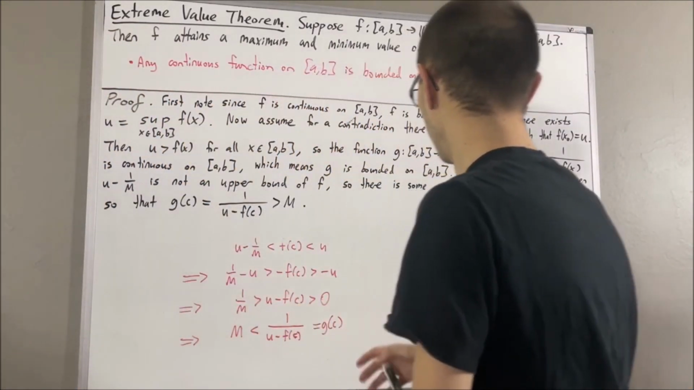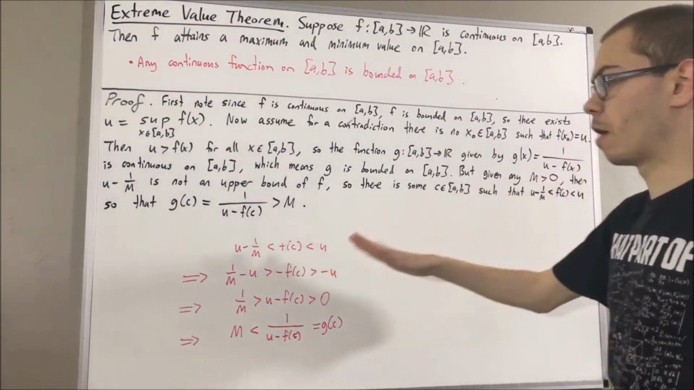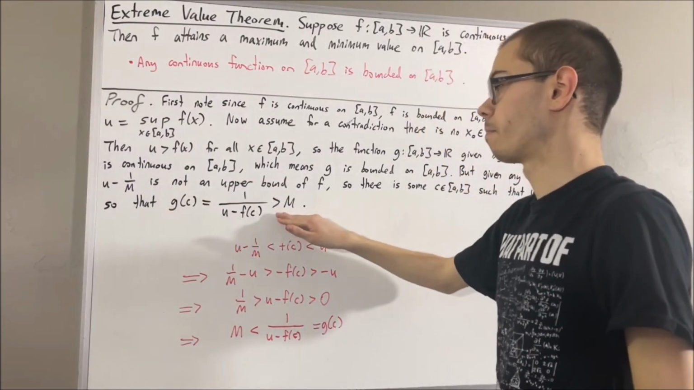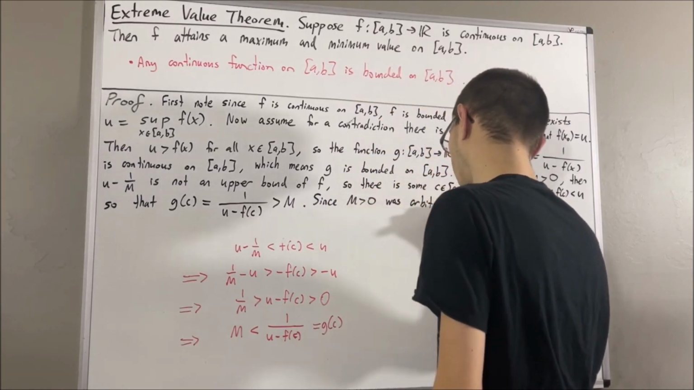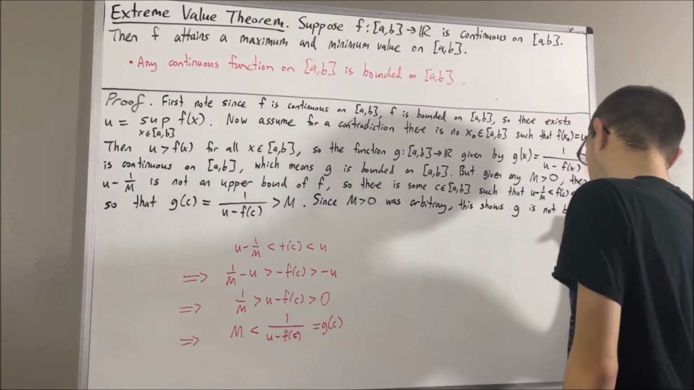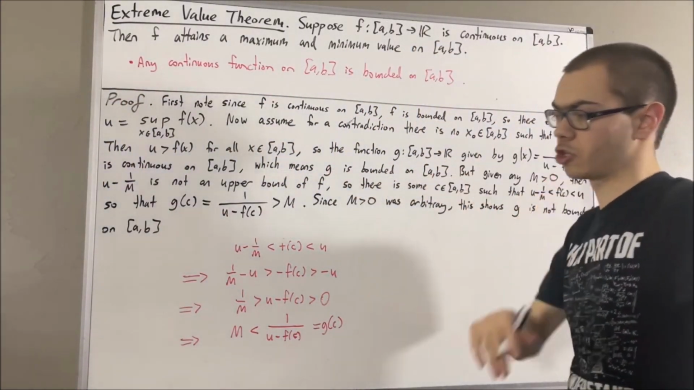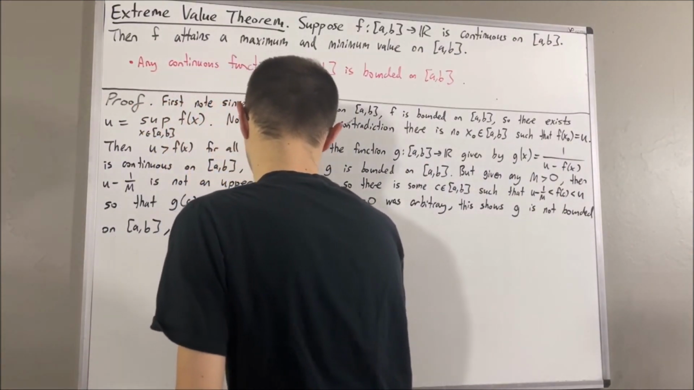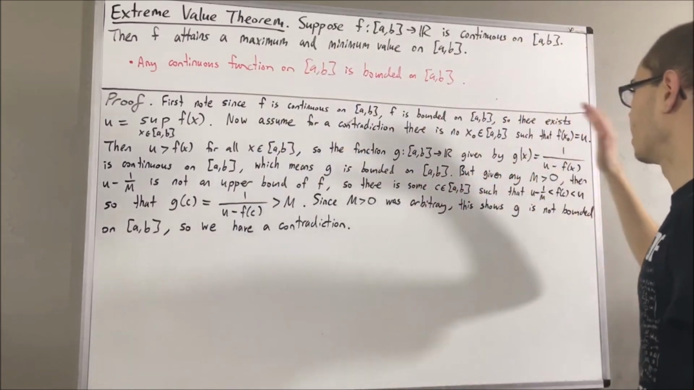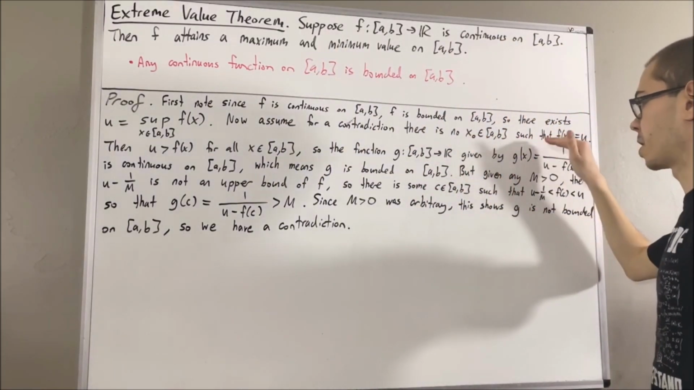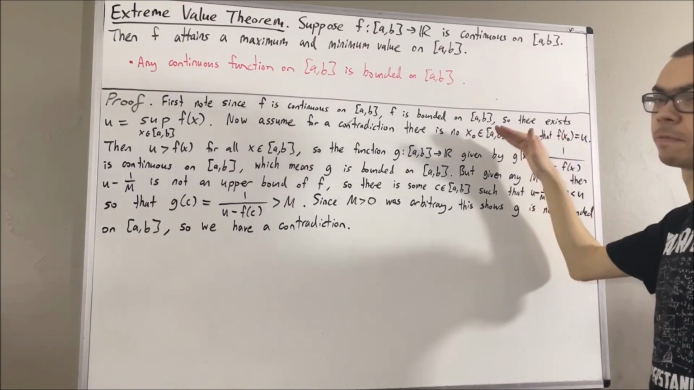What this shows here is, given any positive real number m, we can always find some output value of the function g that is greater than m. So g isn't bounded. But since from earlier we knew g is bounded on a, b, we've reached a contradiction. Our assumption that u is not any output value of the function f led us to a contradiction. So we must instead have that u is an output value of the function f.